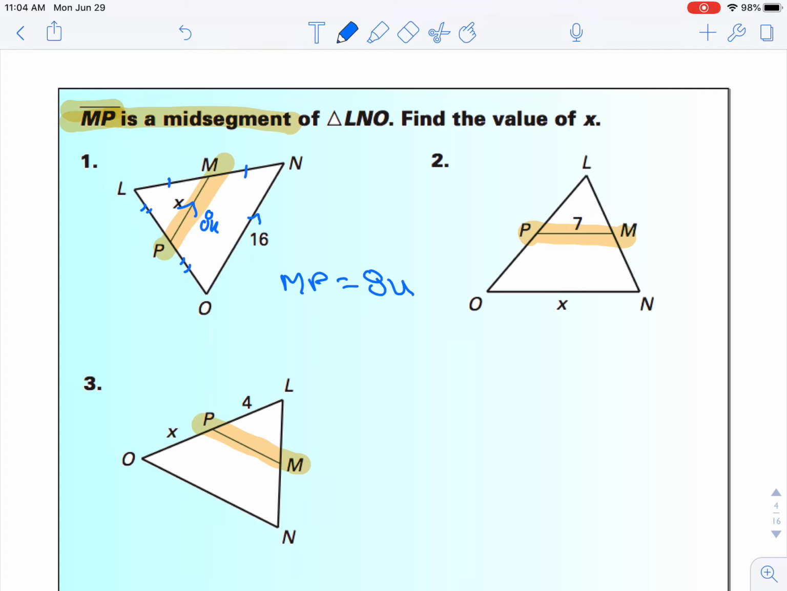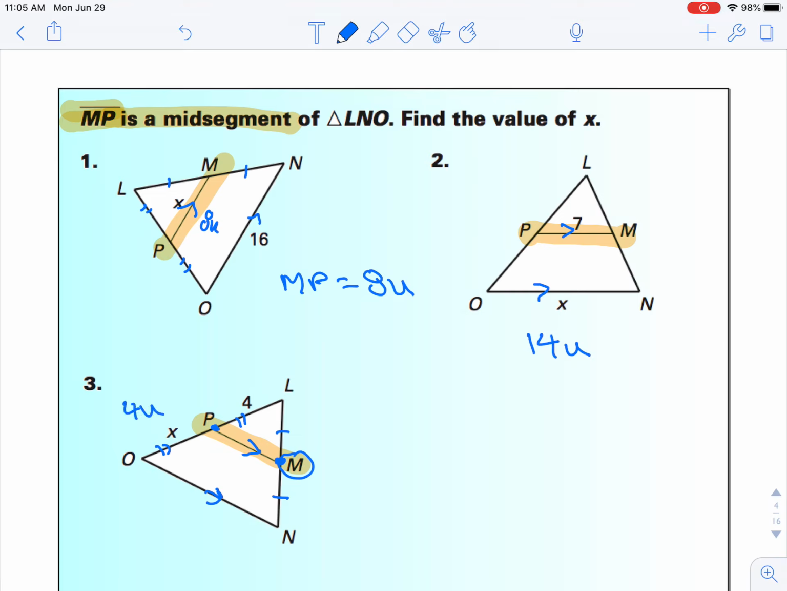So that means the side that it's parallel to will be twice as long. The mid segment is half as big, and so the third side is twice as long. So that makes this X 14 units. And over here, again, it is the mid segment, so it's parallel to the third side, and it's half as long. But remember, it comes from these two midpoints, so that makes this piece and this piece congruent, and as well over here for LO, so that makes this 4 units.